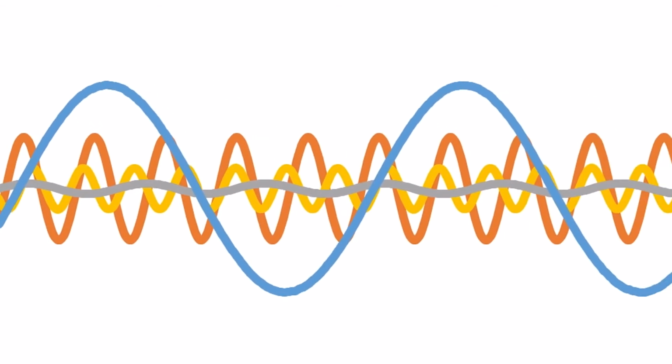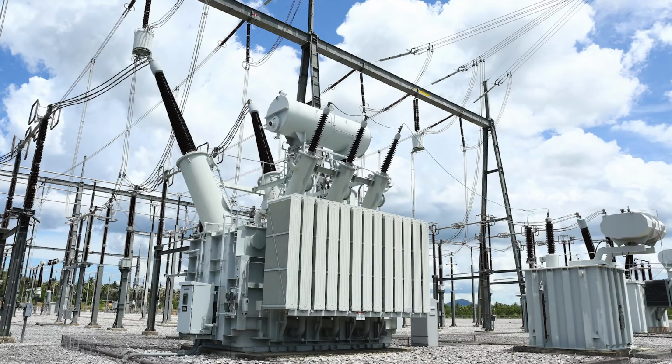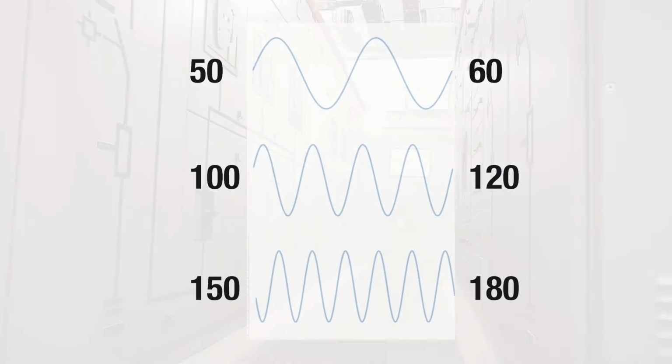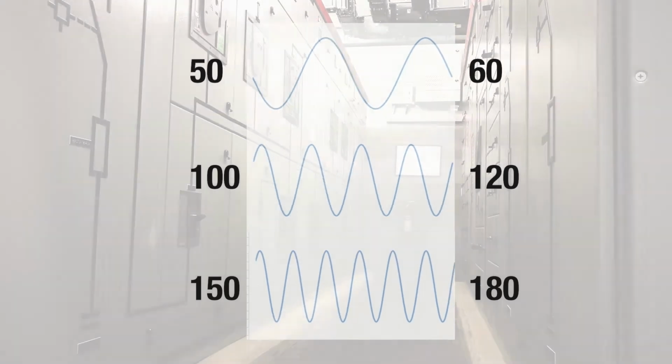Harmonics are frequency components of multiples of the fundamental frequency. In commercial electrical systems, this refers to the currents or voltages with frequencies of multiples of 50 or 60 Hz.